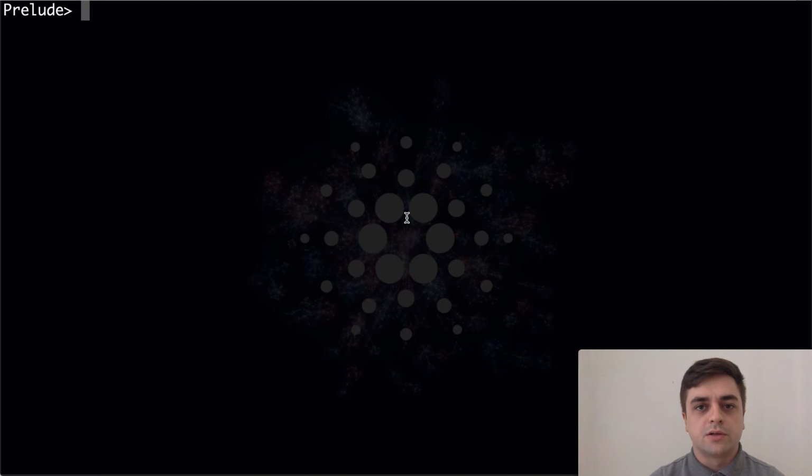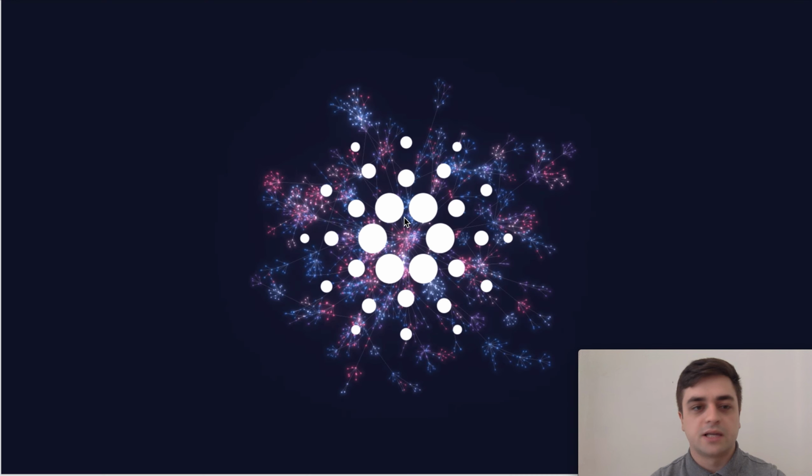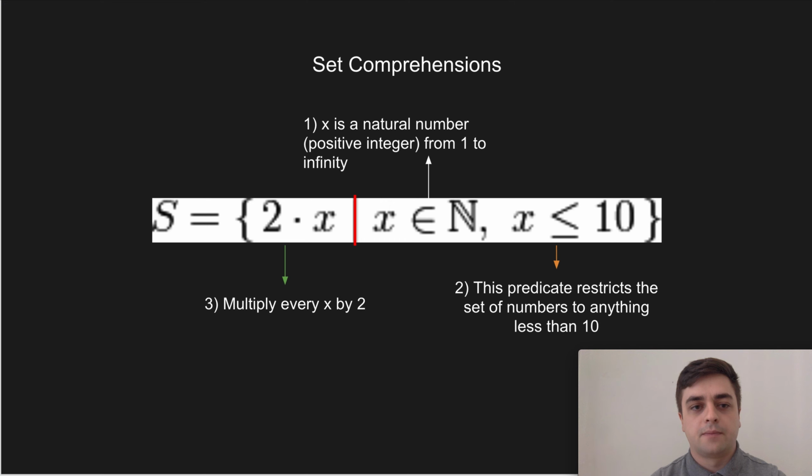And now what I want to do is look at list comprehensions as another way of generating lists. But before I do that, I just want to cover something called set comprehensions. You might have come across set comprehensions in mathematics. You might not, it's not a problem. I'm going to go through them now to basically help you understand list comprehensions in Haskell. So really don't be put off by this. This is actually really easy.